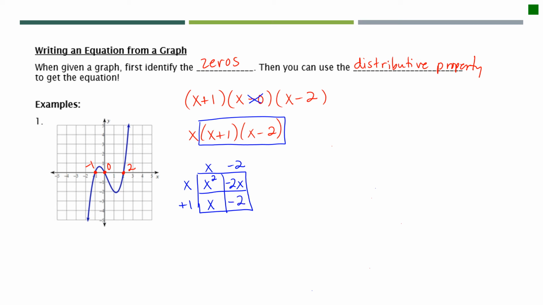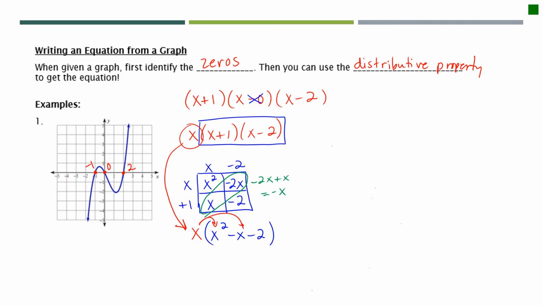I have some like terms here. So if I add these together, negative 2x plus x would give me negative 1x, or just negative x. So my final answer here would be x squared minus x minus 2. Now I need to take this and multiply it by that x that was out in front. So this one right here, I'm just dropping it back down. And now I'm just going to distribute it like this.